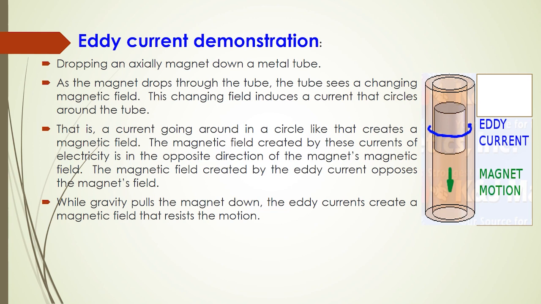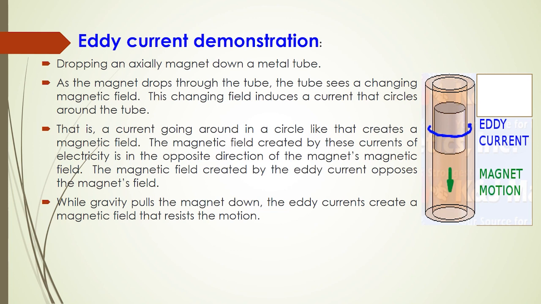Here we have taken a copper metal tube and a magnet is dropped into it. As the magnet drops through the tube, it sees a changing magnetic field. This changing magnetic field induces a current that circles around the tube. That is, a current going around in a circle like that creates a magnetic field.